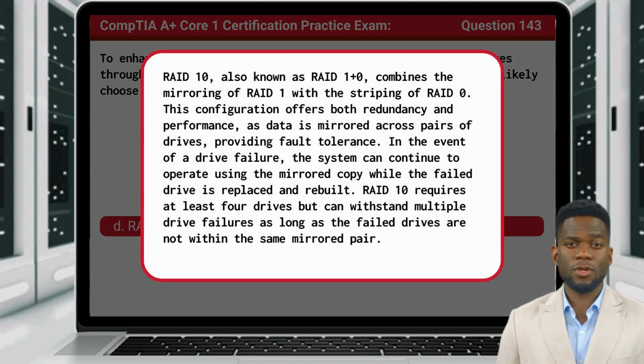RAID 10, also known as RAID 1 plus 0, combines the mirroring of RAID 1 with the striping of RAID 0. This configuration offers both redundancy and performance, as data is mirrored across pairs of drives, providing fault tolerance. In the event of a drive failure, the system can continue to operate using the mirrored copy while the failed drive is replaced and rebuilt. RAID 10 requires at least 4 drives but can withstand multiple drive failures as long as the failed drives are not within the same mirrored pair.